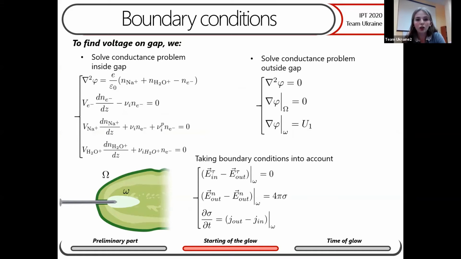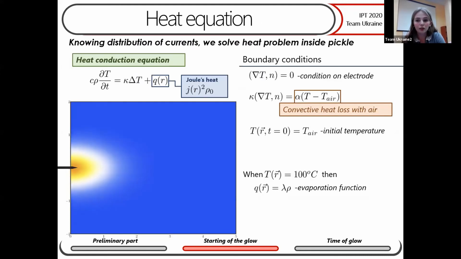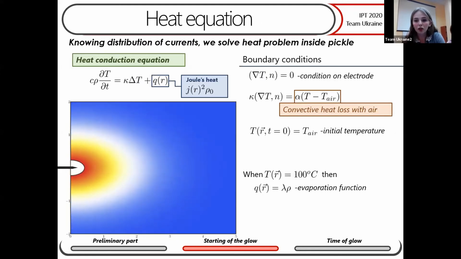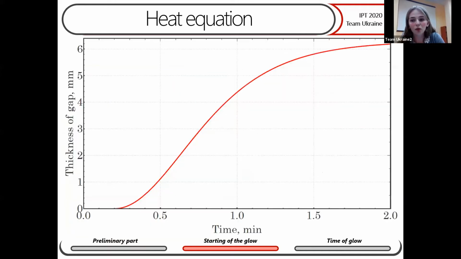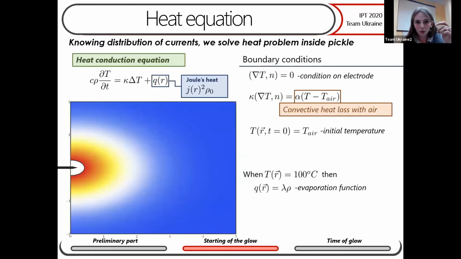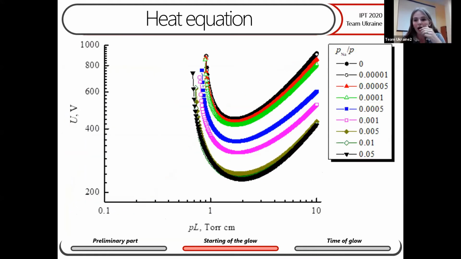Now we can get a solution to the heat equation, taking into account evaporation and the appearance of a gap near the electrode. The solution to this equation is shown in the animation. Also, we get a solution for the dependence of the thickness of the gap on time. But for highlighting an area of breakdown, we need to know the value of voltage, which we can determine from the Paschen curves.